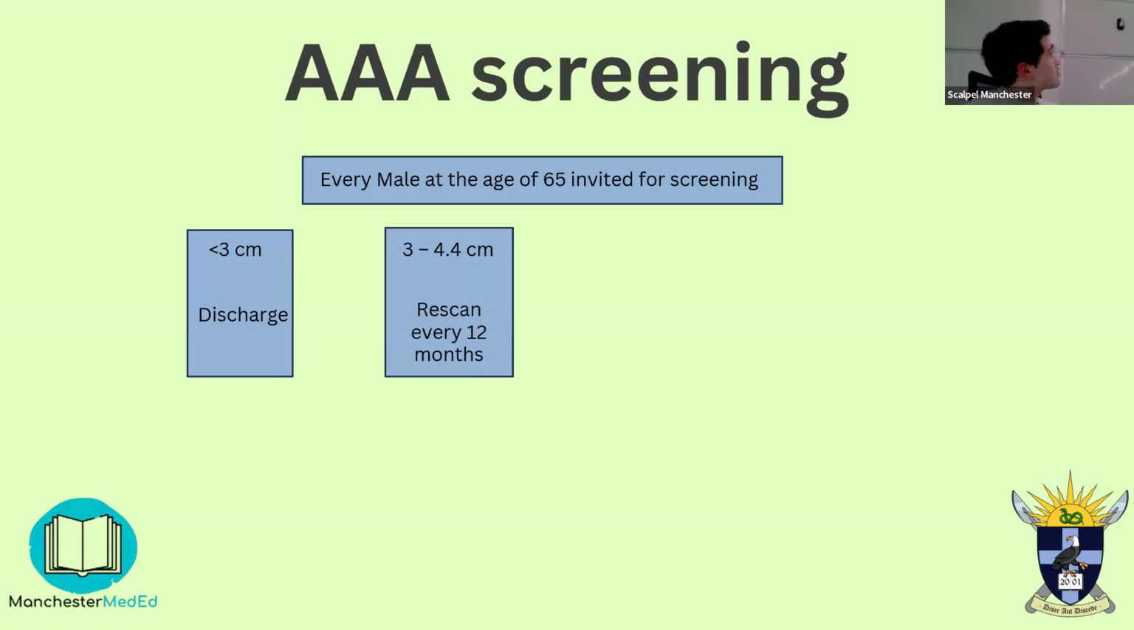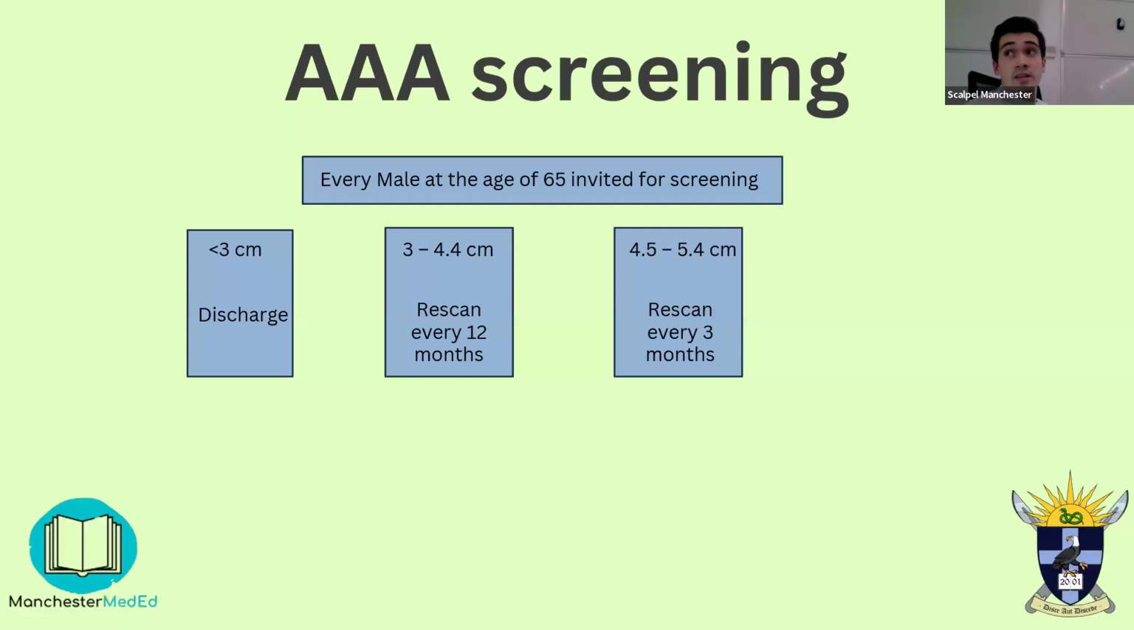If it's 3 to 4.4 centimeters, they're invited for a rescan every 12 months. If it's 4.5 to 5.4, they're invited for a rescan every 3 months. So the 3 to 4.4, those are your small aneurysms. 4.5 to 5.4 are your medium-sized aneurysms, so you want to bring them back slightly more frequently. And if it's above 5.5 centimeters, then they're referred for surgical repair.